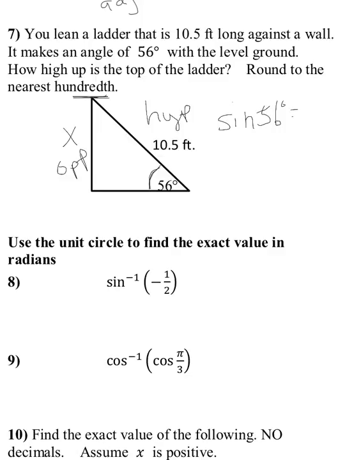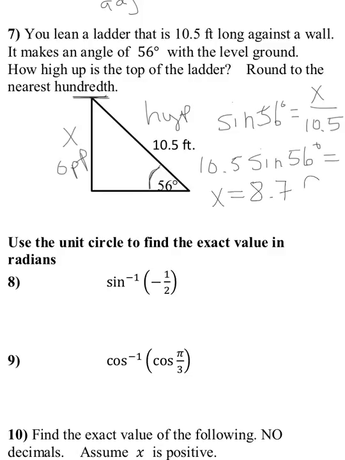So sine of 56 degrees equals opposite over hypotenuse. And we're going to solve this one just like we solved the one prior. So we're just going to cross multiply here. We have 10.5 times the sine of 56 degrees. Make sure that you're putting your degree symbol after your 56. And then when you hit equals, you'll get that x equals 8.7 feet.